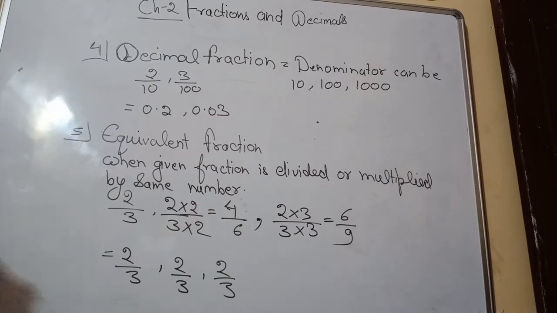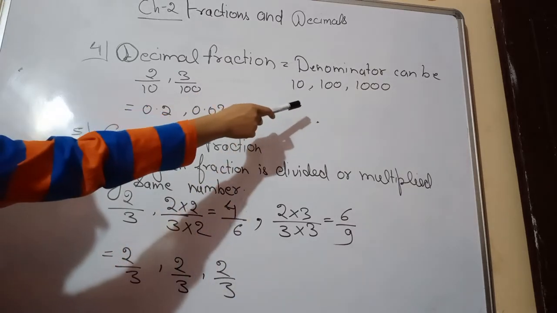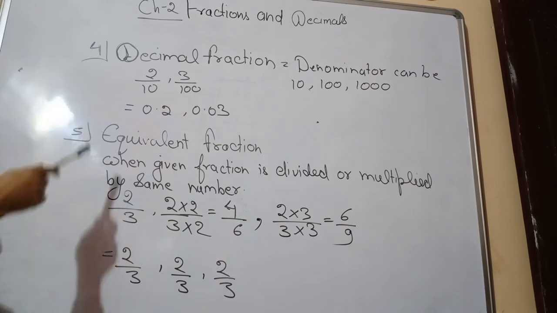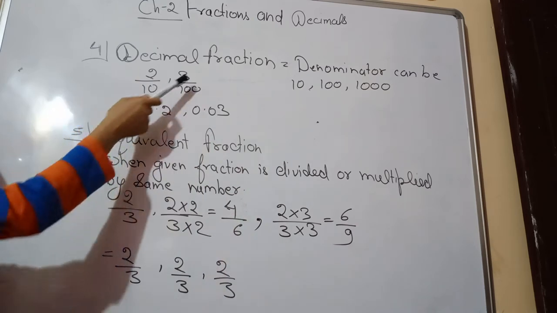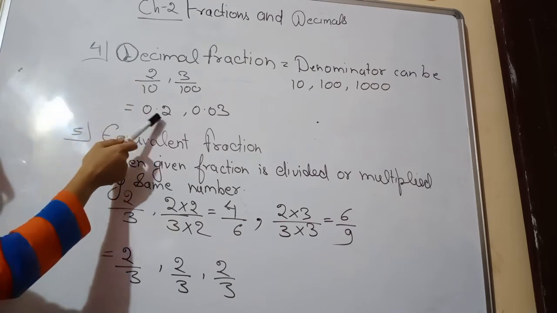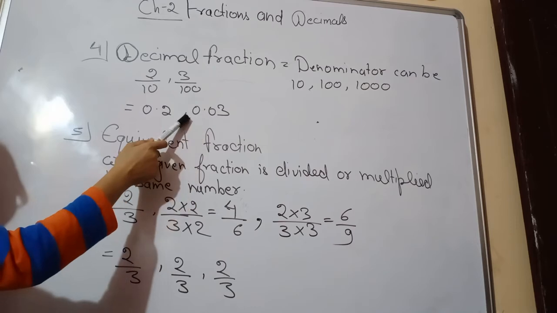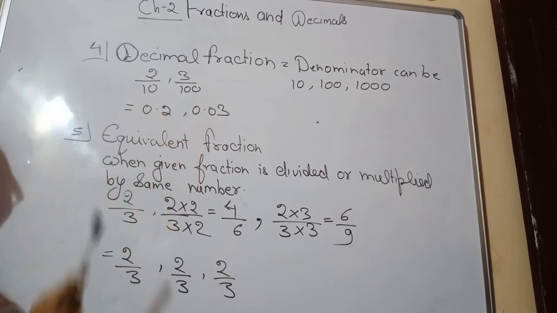Now see, this is the fourth type, decimal fraction. So what is decimal fraction? When the denominator is in the form of 10, 100 or 1000. So see here, this is written 2 by 10 and this I have written 3 by 100. When we divide 2 by 10, we will get 0.2. This is the decimal form. And when we divide 3 by 100, again we will get 0.03. This is also a decimal form.